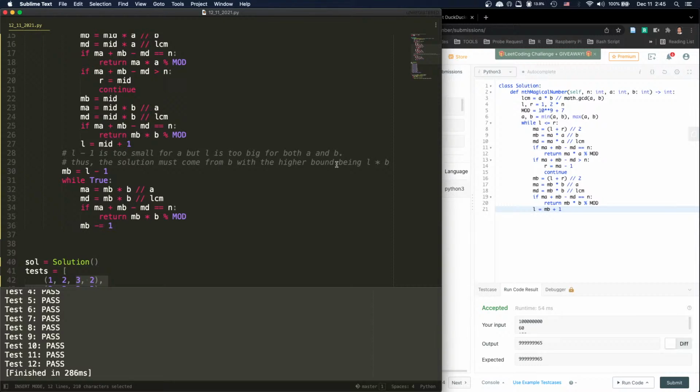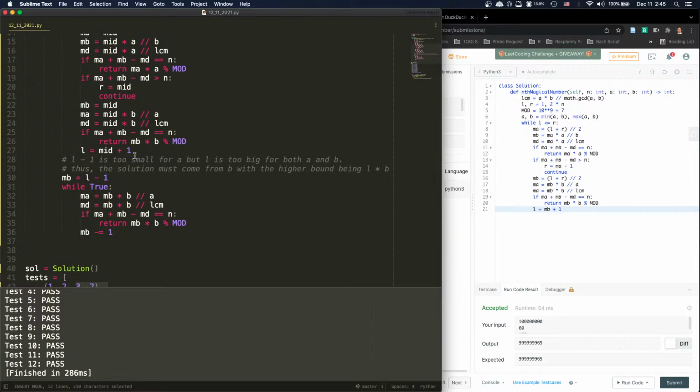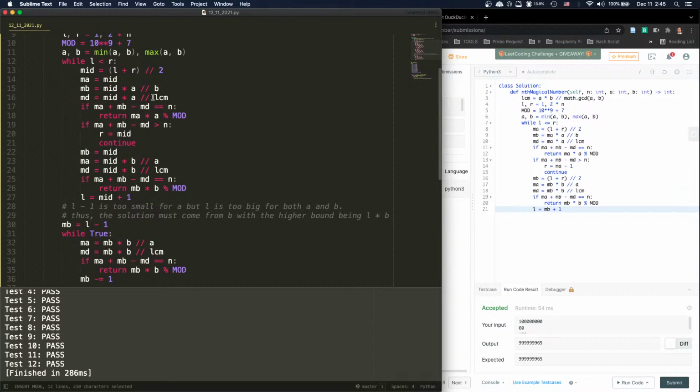Yeah, it must come from B, with a higher bound being L times B. So we start from this, right? Because we already find the lower bound for A, right? Because all this search is to see where it fits A. And of course, along the search, we also try to see if B fits.